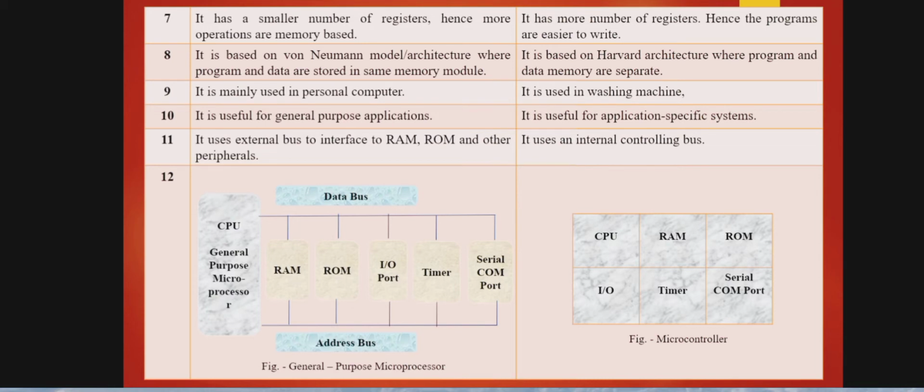Microprocessor has a smaller number of registers, hence more operations are memory based, whereas microcontroller has more number of registers, hence the programs are easier to write. Microprocessor is mainly used in personal computer, whereas microcontroller is used in washing machine, security system, etc. Microprocessor is useful for general purpose applications, whereas microcontroller is useful for application specific systems.